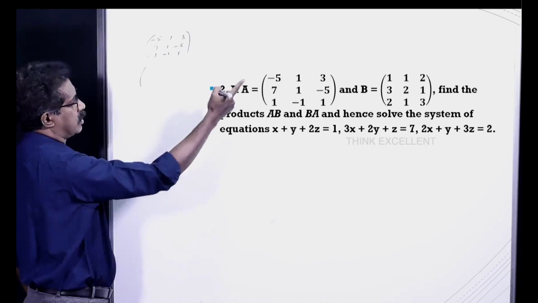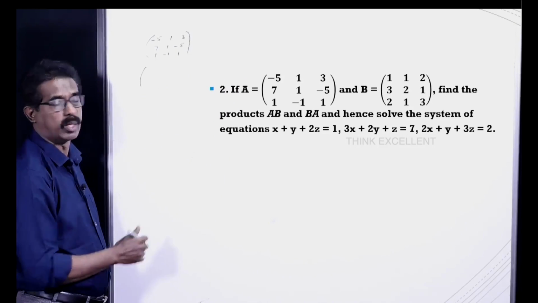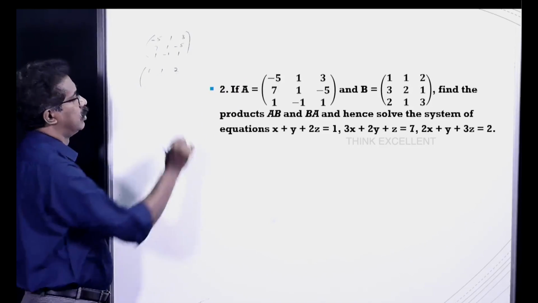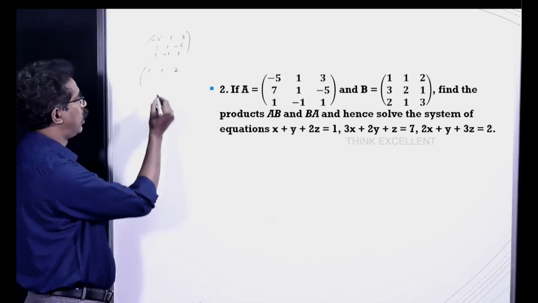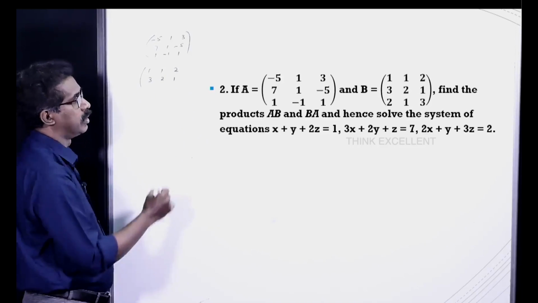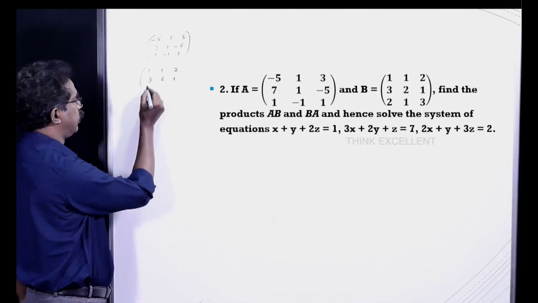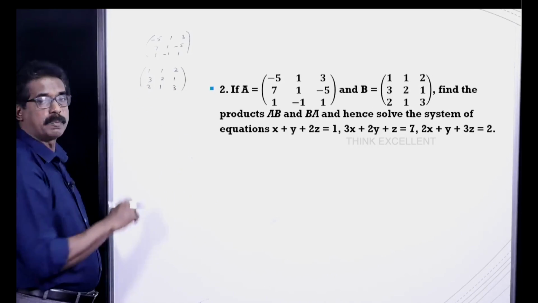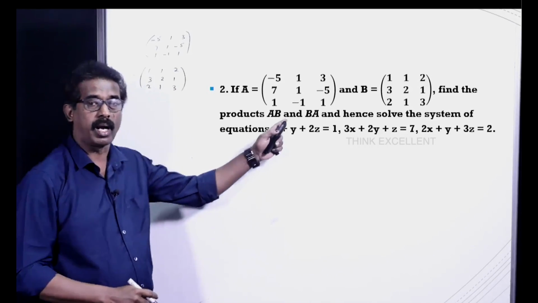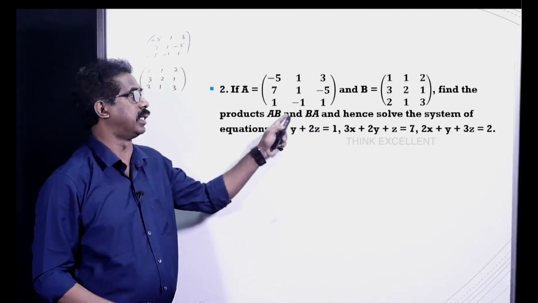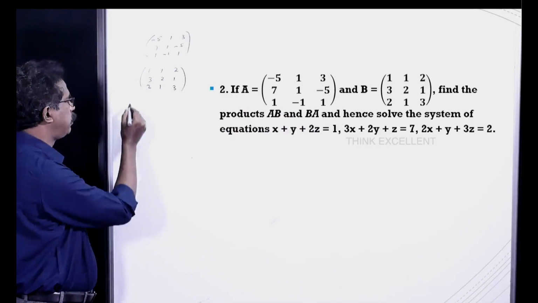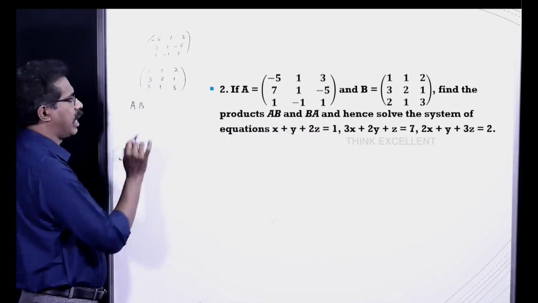B they have given us, look at that B. What is B given here? 1, 1, 2. Then the second row, 3, 2, 1. And the third row is 2, 1, 3. First part, what they asked us to prove: find the products AB and BA. Very simple thing, AB and BA.